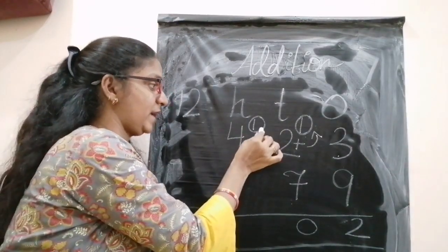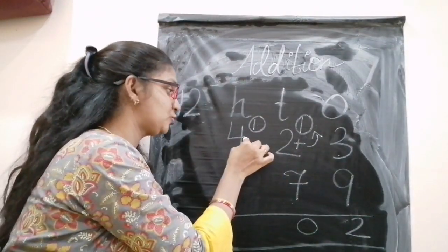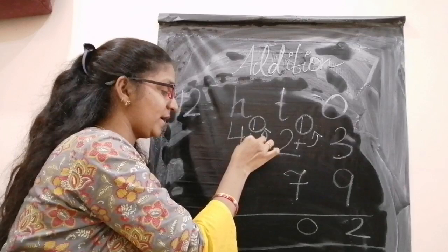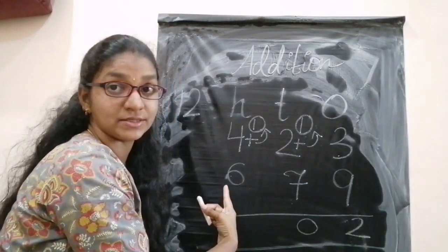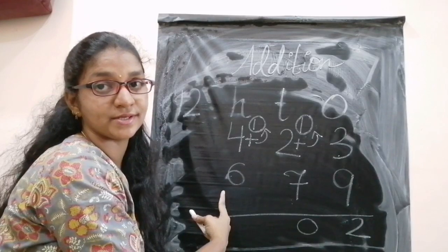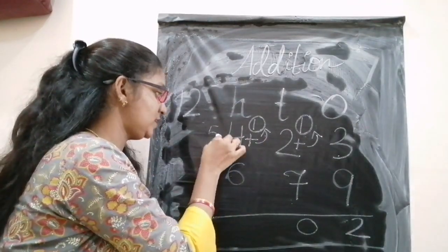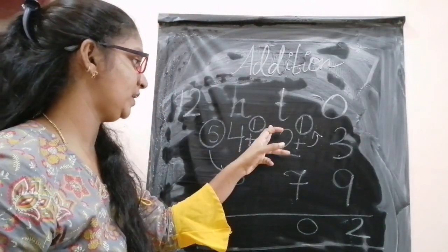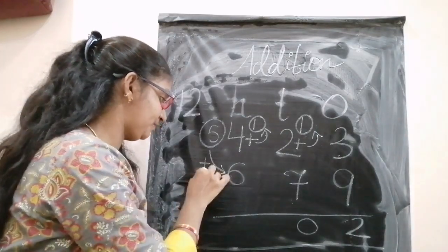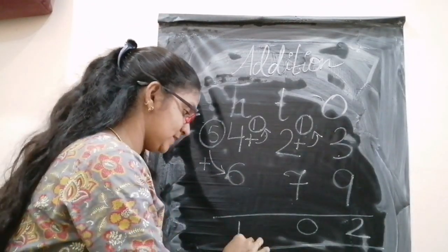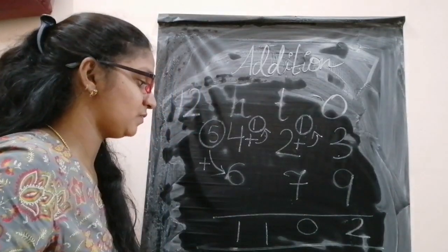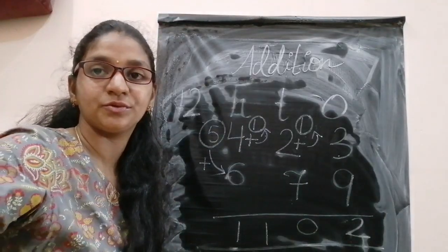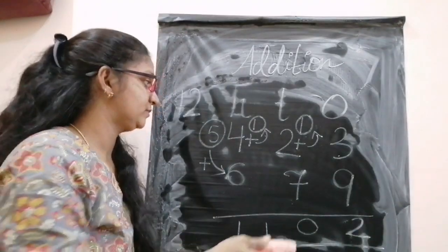Fine. And next again 1 is there. So we have to add this 1. 4 and 1 should be added first and then the sum that is obtained should be added to the 6. 4 plus 1 is 5, and 5 plus 6 now. What is 5 plus 6? It's 11. So the answer is 1102. Fine. This is how we have to do addition with carrying.